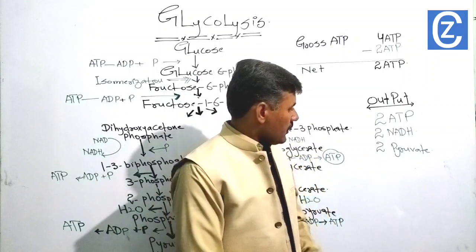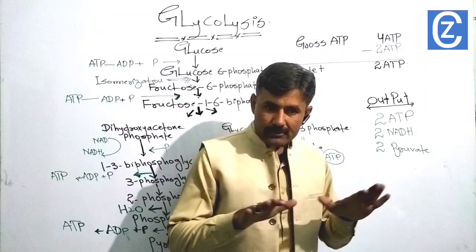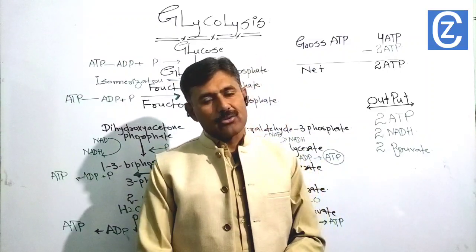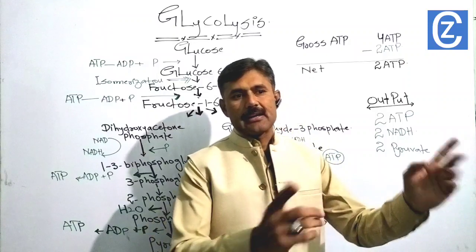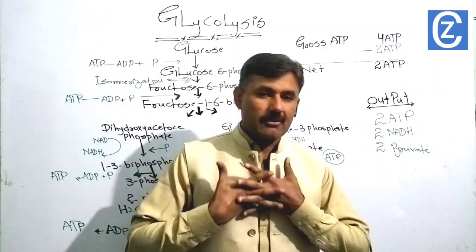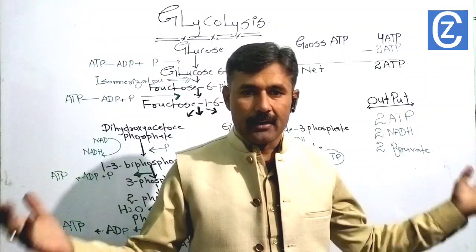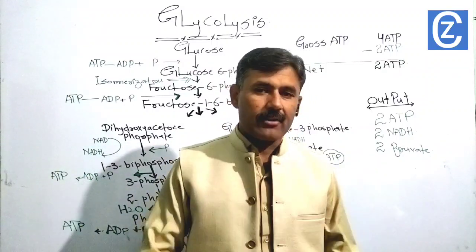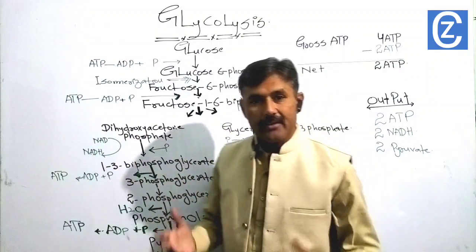And 2 molecules of pyruvate will enter the mitochondria and will continue into the Krebs cycle, and the further process of respiration will continue. That includes synthesis of acetyl coenzyme A, the Krebs cycle, and the electron transport chain. And we are going to study them one by one.